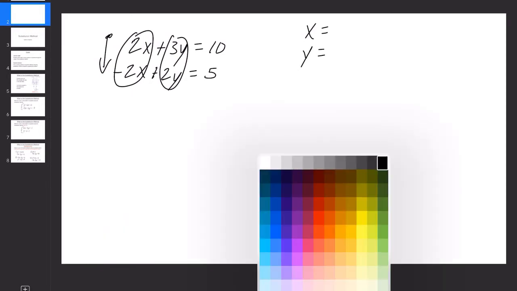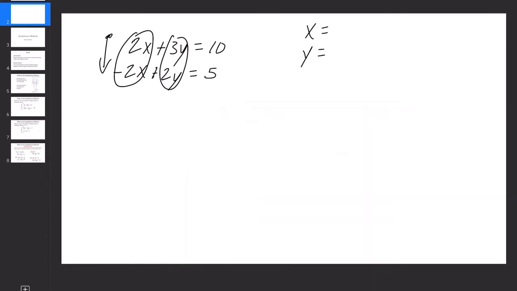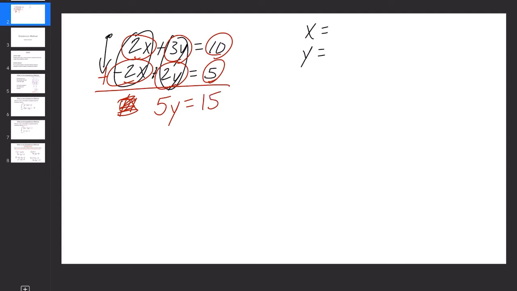So I'm going to use a different color, and I'm going to add. 2x plus negative 2x is 0x, which we don't even have to write. But 3y plus 2y is 5y. 10 plus 5 is 15. Now you see how we eliminated the x's just by adding them up? They're gone. So now we're left with 5y equals 15. Let's divide by 5 on both sides, and we know y equals 3.